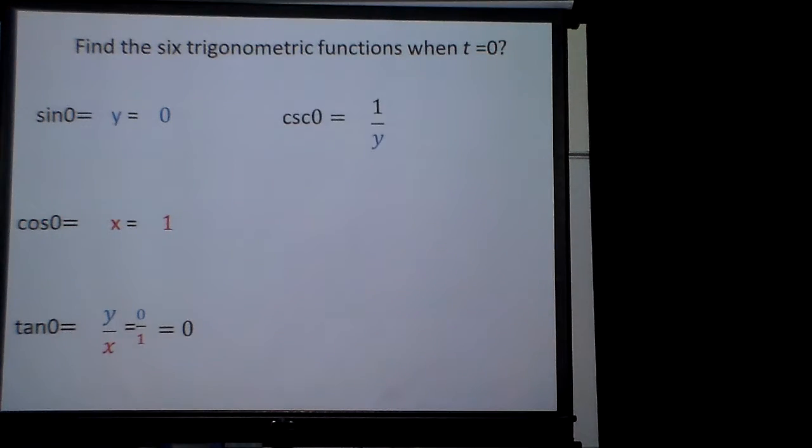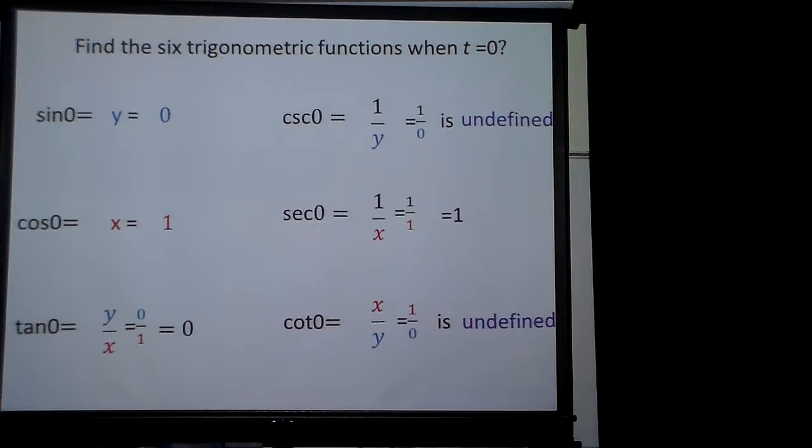Cosecant will be 1 over y. So it's 1 over 0, so it's undefined, because you cannot divide by 0. Here, secant will be 1 over x, so I have 1 over 1, or the answer is just 1. And what do you think is going to happen to cotangent? When I have the 0 over 1 and I flip it, my answer is going to be undefined. All right? Notice when you divide by 0, your answer is always going to be, in a sense, undefined.